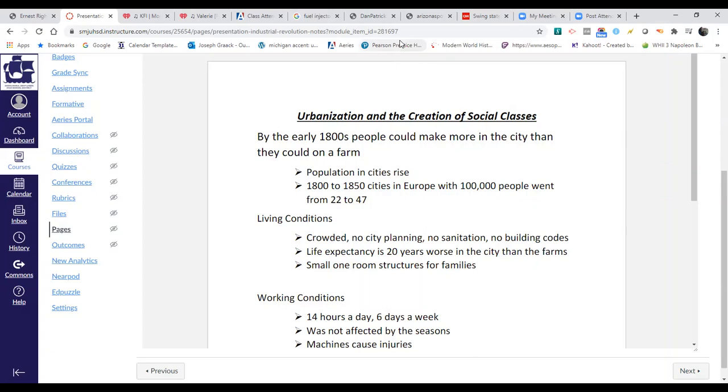Most people worked 14 hours a day, 6 days a week, right? It was not affected by the seasons, right? In the countryside, when you worked a farm, generally people didn't work in the winter, right? There's nothing to plant, there's nothing to grow.